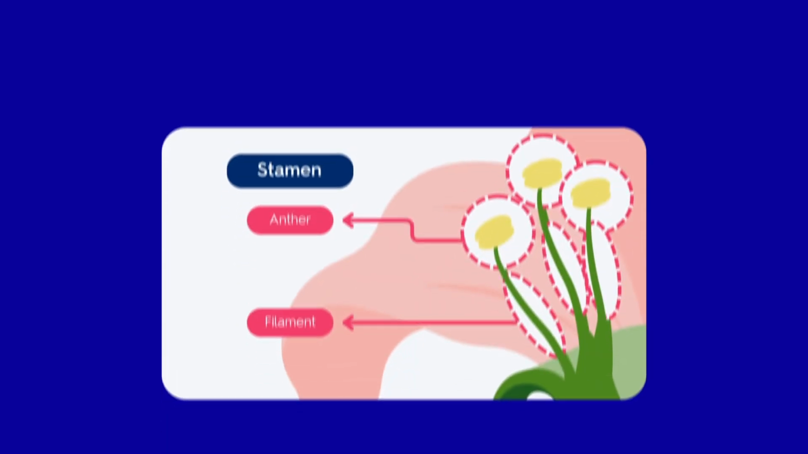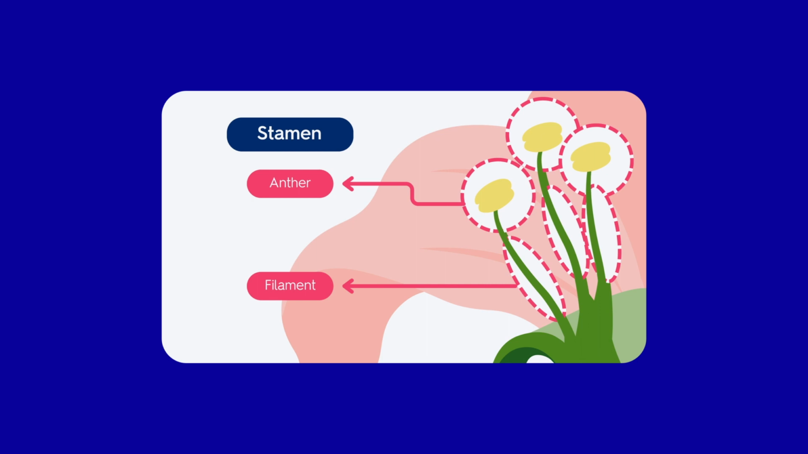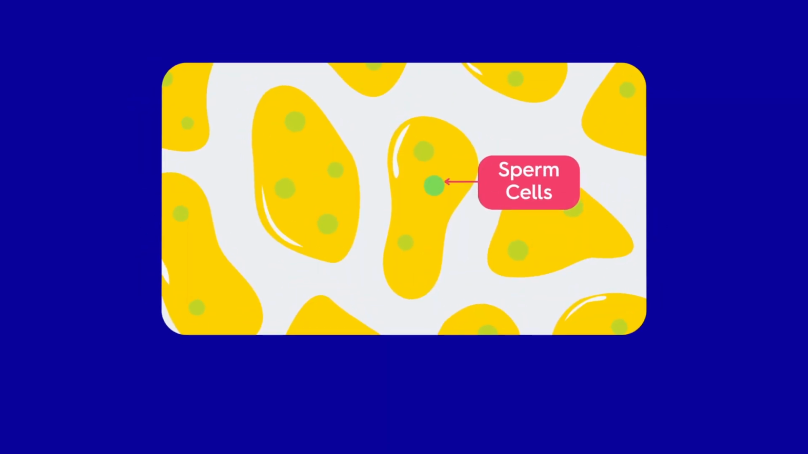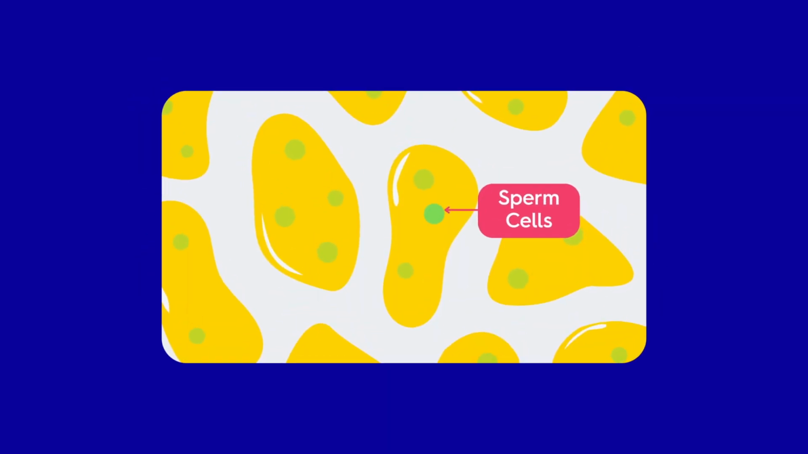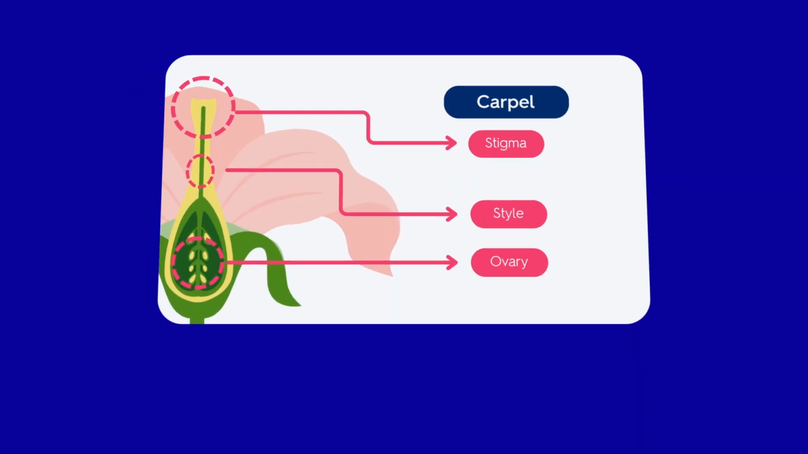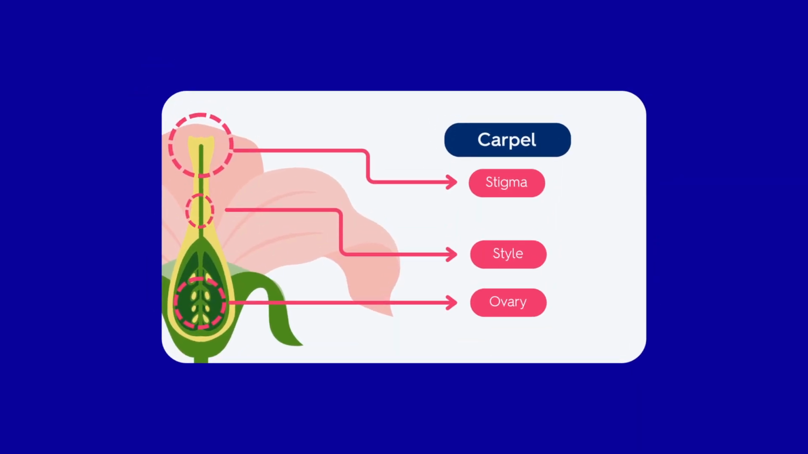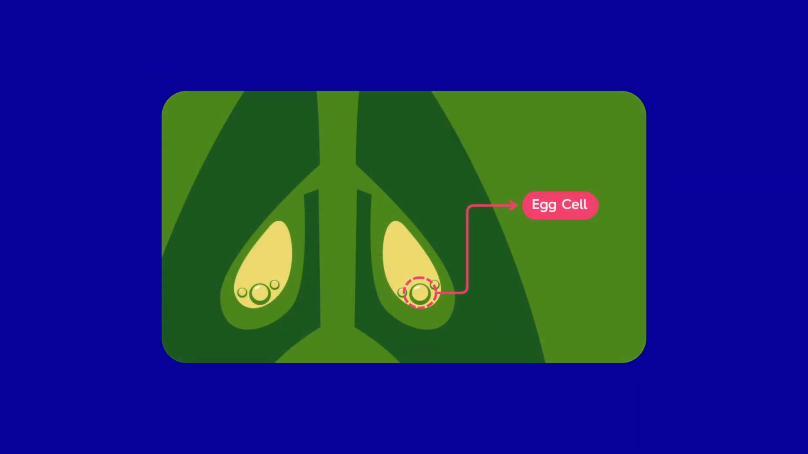So far, we've covered that the stamen has a filament and anther, and the anther makes pollen that carries sperm. The carpel has stigma, style, and ovary, with ovules that contain egg cells.